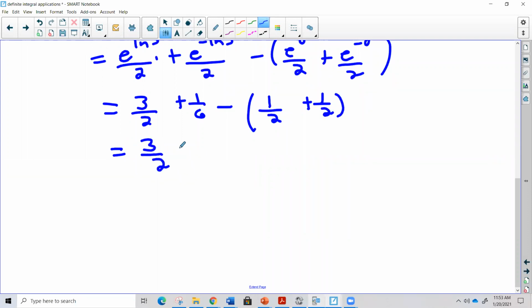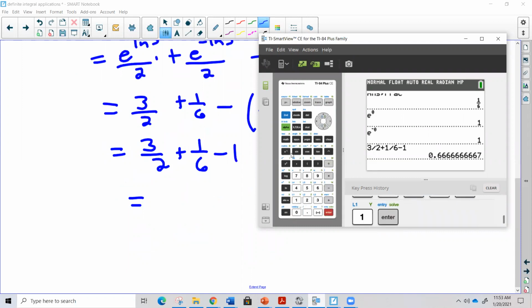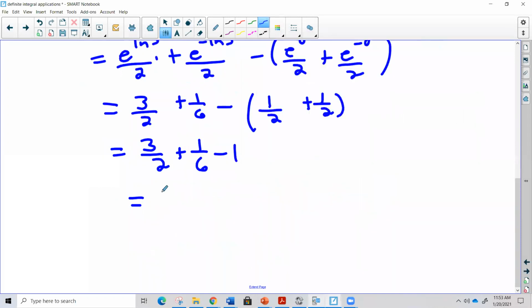So I'd have 3/2 plus 1/6 minus 1, and I'm not going to get a common denominator, I'm just going to do it in my calculator. So I'd get 3/2 plus 1/6 minus 1, and then again, leave this as a fraction, and I get 2/3. So that's my final answer for my definite integral, or the area under the curve. Okay. So let me know if you have any questions, but that's how you use the fundamental theorem of calculus to find the definite integral.